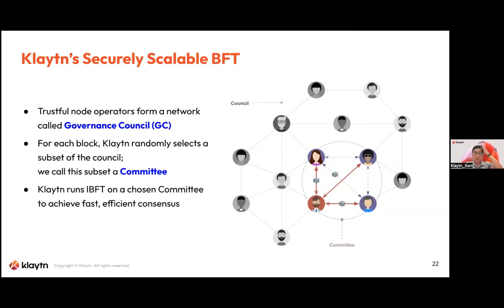With this, the permissioned council and a subset of the council, we run BFT, specifically Istanbul BFT, on the chosen committee members. So this is how we chose a PBFT-based consensus, and how we optimized the consensus to make it more practical, so that it can be used in an open network environment.